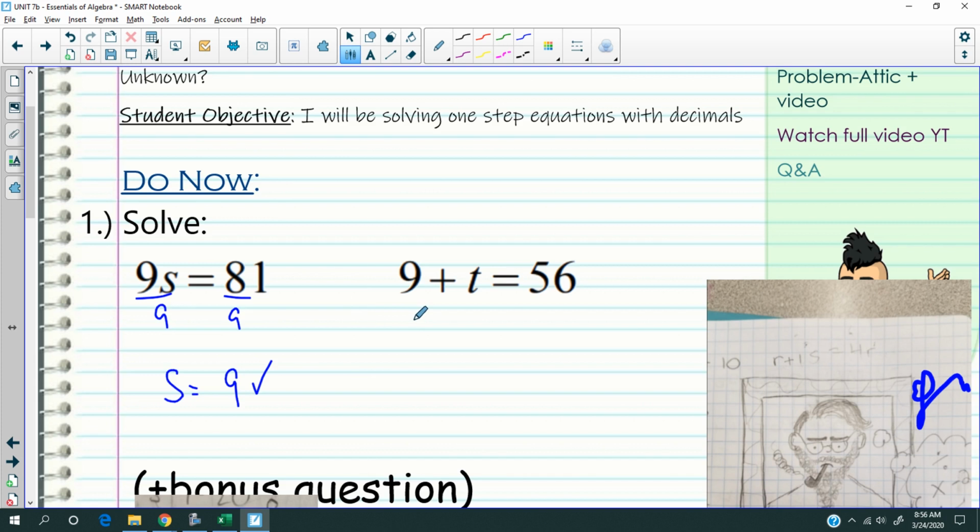Now, go ahead. Yep, right. You have to rewrite it, right? Old school style. So here we're going to subtract 9 on both sides. T equals 47. And we're done.